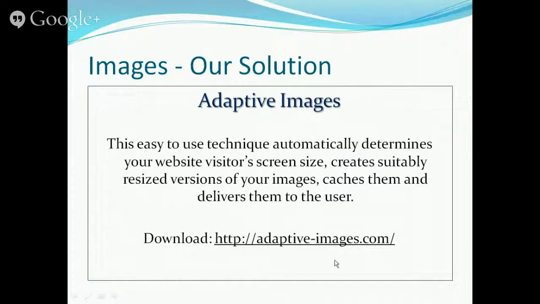One solution that we have found very handy is called adaptive images. It's a technique which automatically determines the size of the user's screen. It creates suitably sized versions of the images that you have embedded on your website, caches them, and then delivers them to the user. So we're just going to look at an example from one of our sites, barbados.org, where this technique is used. And just a minute, I'll bring that up on the screen.